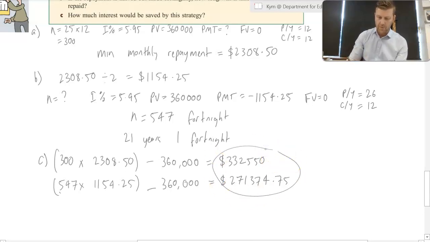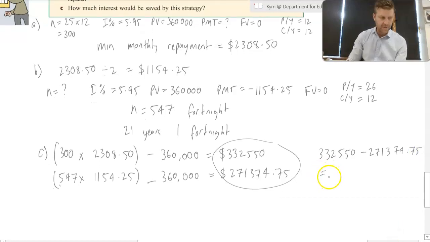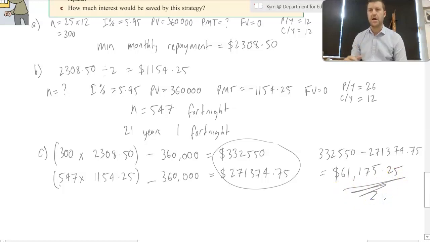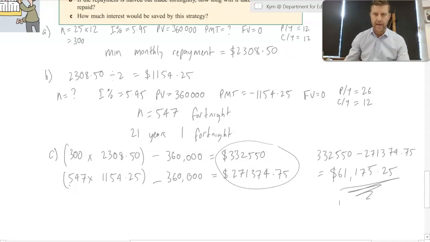Okay, so all I'm going to do is 332,550 take away $271,374.75, which would give me, again, I've already done this one, $61,175.25 would be saved if you decided to pay fortnightly as opposed to paying monthly. Again, just one strategy. Again, it is an approximate value because I did round this value of N, but for the sake of this course, that's completely fine.